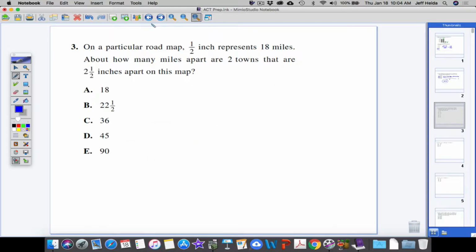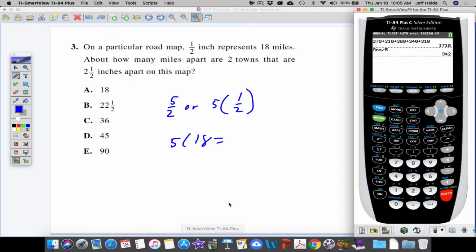Problem number 3. On a particular road map, 1/2 inch represents 18 miles. About how many miles apart are two towns that are 2.5 inches apart on the map? So 2.5 inches would be 5/2 inches, or 5 times 1/2 inch, right? Well, if there are 5 1/2-inch segments and a 1/2-inch segment is 18 miles, 5 times 18 is, let's pull this up, 5 times 18 is 90.